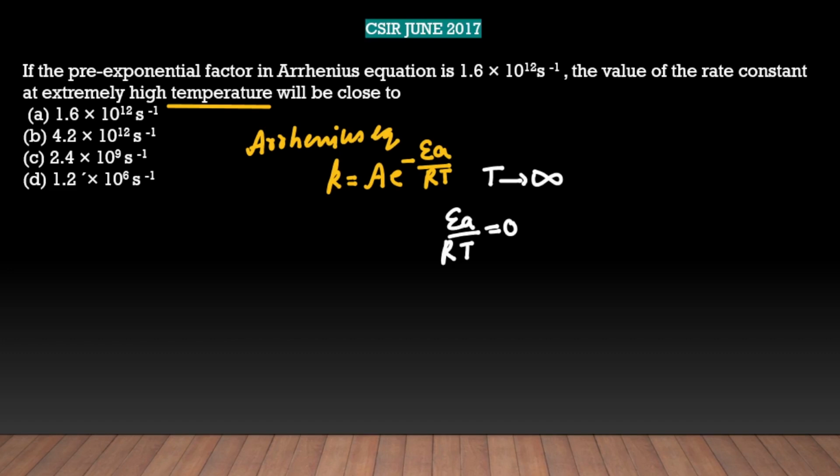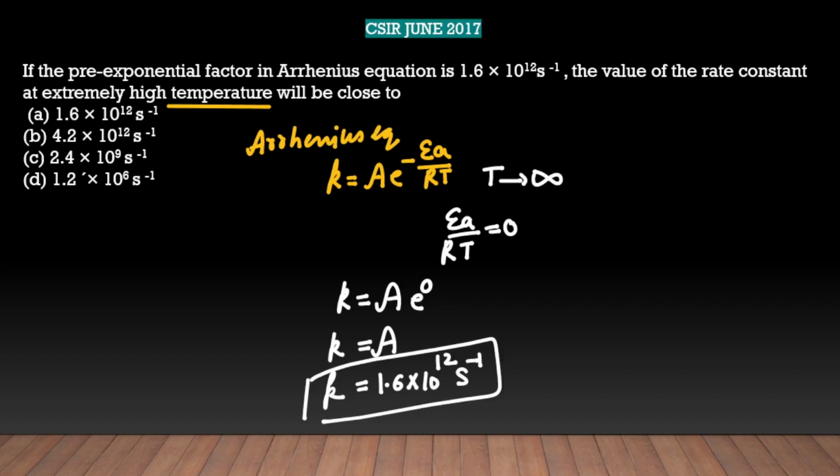So that means rate constant k will be equal to A times e raised to the power of 0. e raised to the power of 0 is unity. That means the pre-exponential factor is equal to the rate constant only. Its value is already given to us, which is 1.6 into 10 raised to the power of 12 second inverse. So the k value will be this much. So the answer we are having is option E, right?